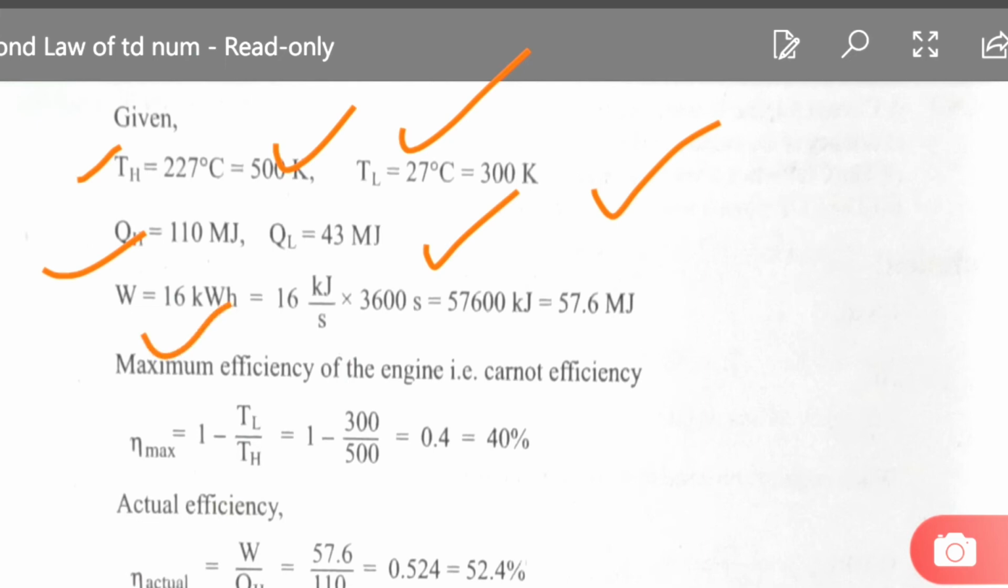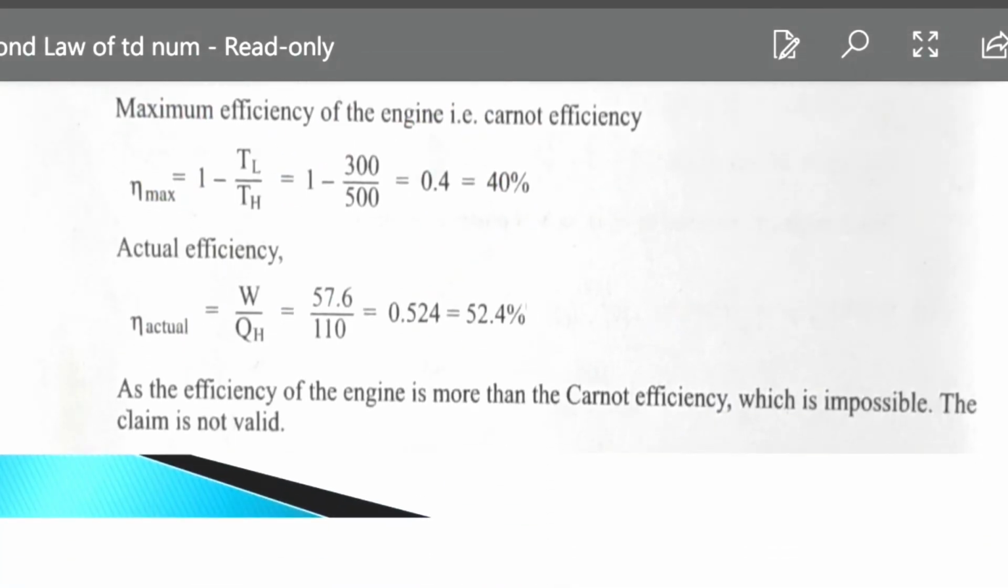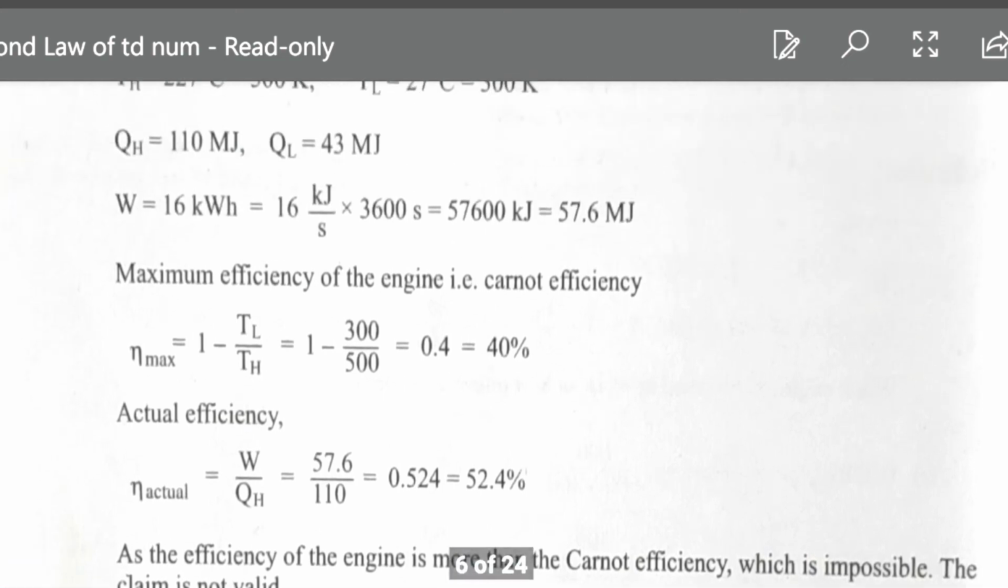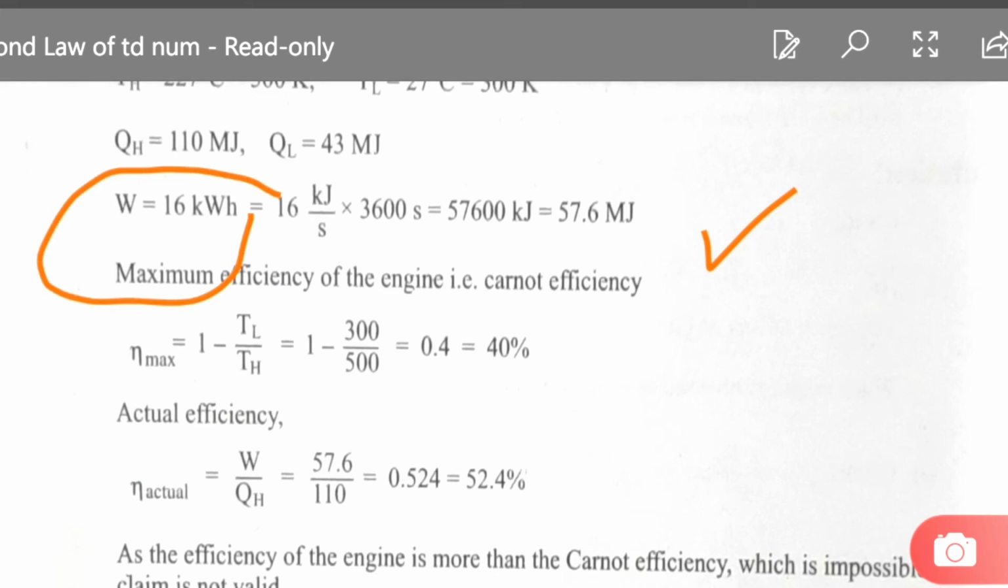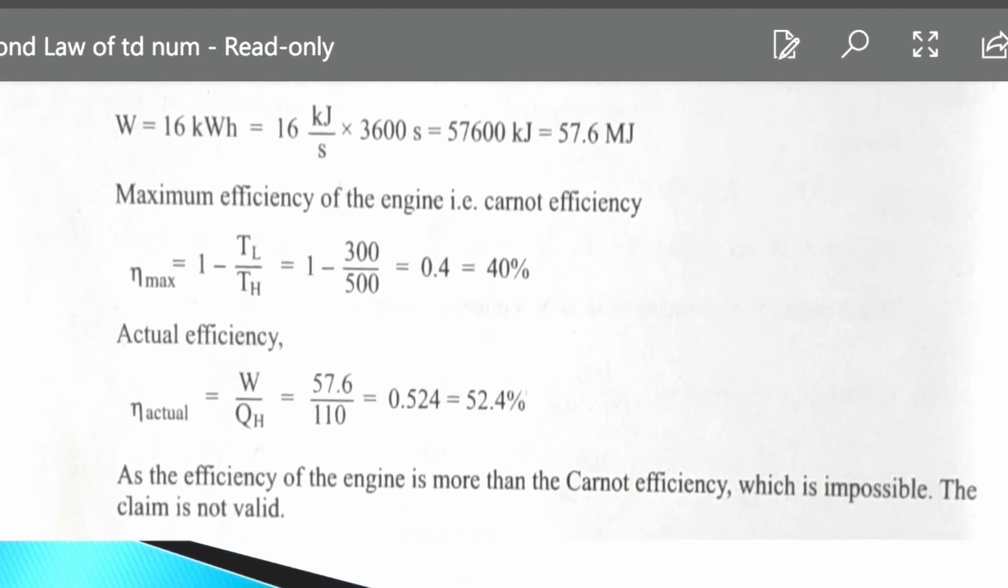Work is 16 kilowatt hour. So we convert this into kilojoule. So this will be equal to 16 kilojoule per second into 60 into 60. So that will be equal to 57.6 megajoule. Okay, W is given in kilowatt hour, and we convert this into kilojoule and megajoule. Okay, so 57.6 megajoule is work done.